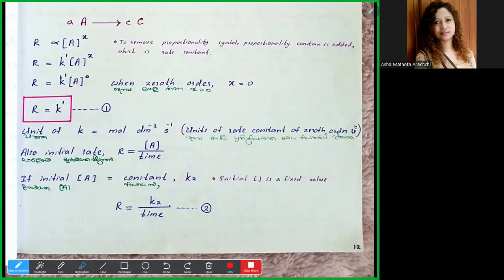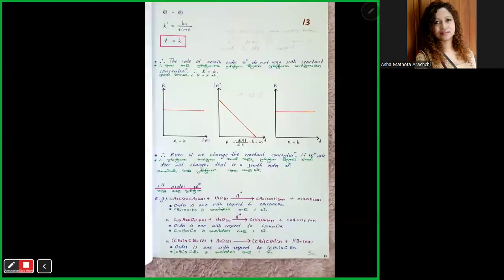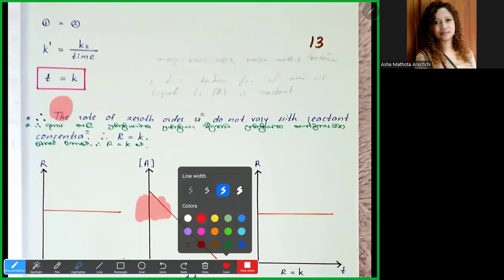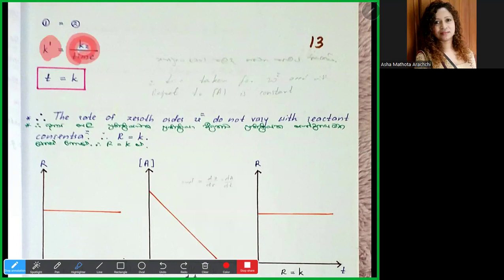Here I have r equals k prime. Here I have r equals k2 over time. So what can I say? I can say that k prime equals k2 over time. Both k prime and k2 are constants. I'm going to divide 1 by 1, cross multiplying. Time goes here, k prime goes here. K2 and k prime cancel off and become k. So t equals k. And Shamodi, I guess you've done this at school. So what is the meaning of t equals k?